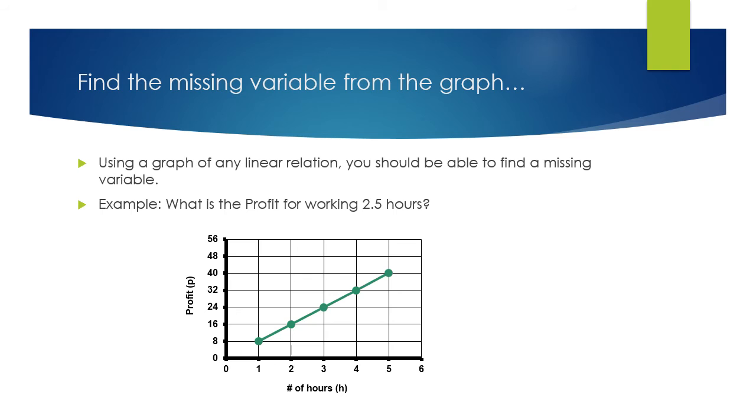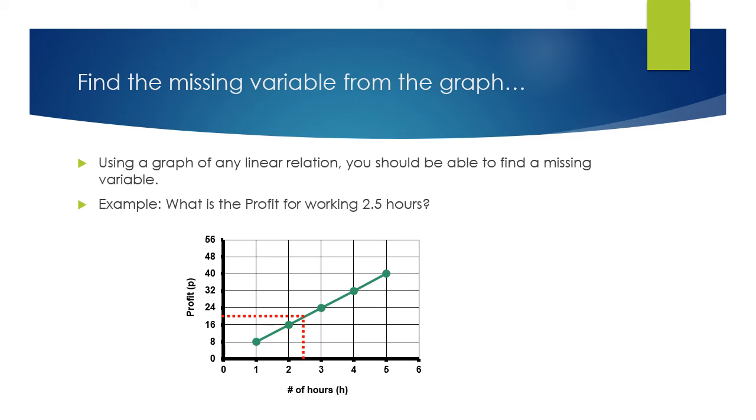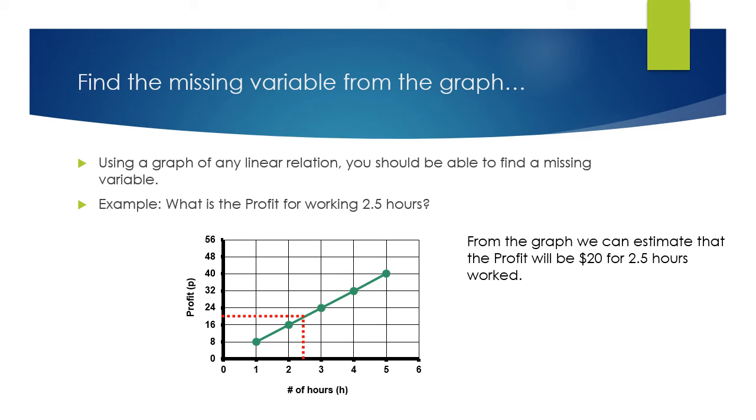So in order to solve that, we find 2.5 in the hours axis, which is the x-axis, the side to side. We find 2.5, and we go straight up till we hit our graph. And then we go horizontally to the profit axis to see where it lands. And in this case, from the graph, we can estimate that the profit will be halfway between 16 and 24, about $20 for 2.5 hours worked.